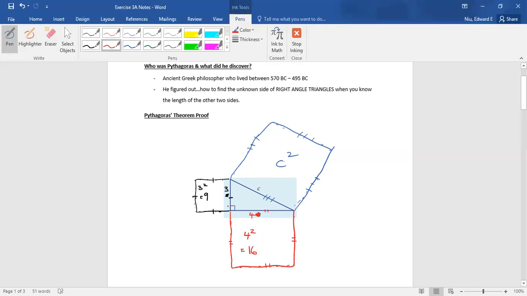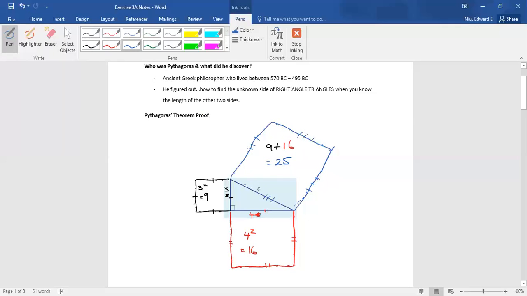But because we don't know what the C square is, we know the area of the C square is going to be these two squares added together. So what is 9 plus 16? If you said 25, you are spot on.